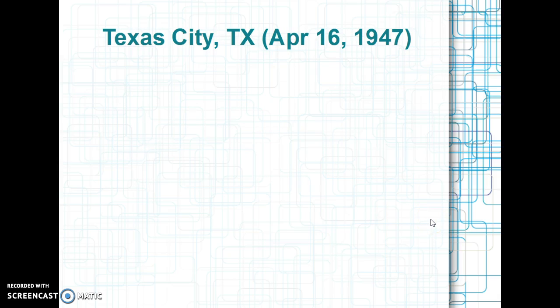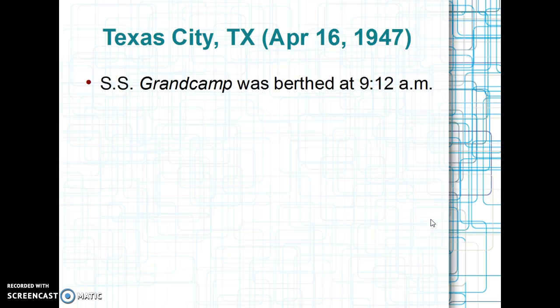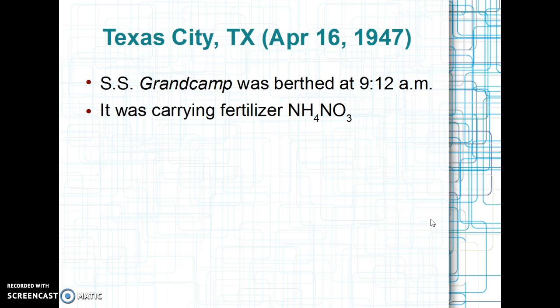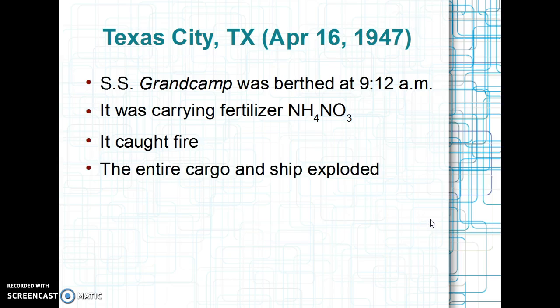In Texas City, Texas, on April 16, 1947, there was a great disaster. The French ship SS Grand Camp was berthed at 9:12 a.m. It was carrying a cargo of fertilizer, ammonium nitrate, that had been used in World War II as explosives. The ammonium nitrate caught fire. The entire cargo and ship exploded, even while firefighters were trying to put the blaze out.